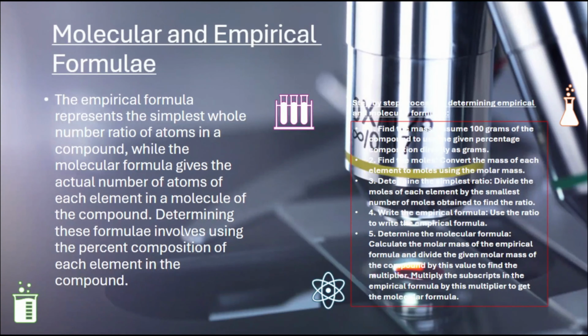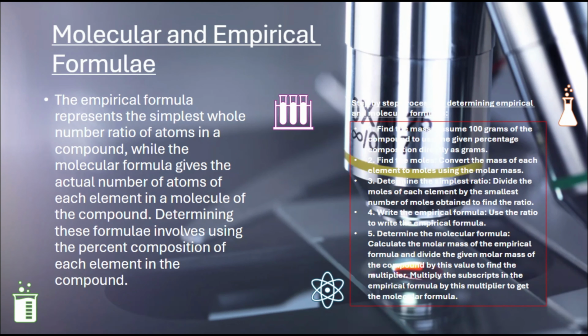And then we have molecular and empirical formulae. The empirical formula represents the simplest whole number ratio of atoms in a compound, while the molecular formula gives the actual number of atoms of each element in a molecule of the compound. Determining this formula involves using the percent composition of each element in a compound.